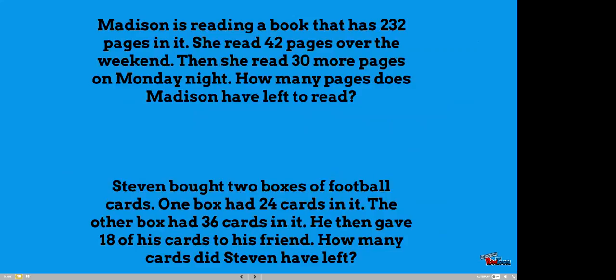The fourth question is, Madison is reading a book that has 232 pages in it. She read 42 pages over the weekend. Then she read 30 more pages on Monday night. How many pages does Madison have left to read? And the last question is, Stephen bought 2 boxes of football cards. One box had 24 cards in it. The other box had 36 cards in it. He then gave 18 of his cards to his friend. How many cards did Stephen have left?